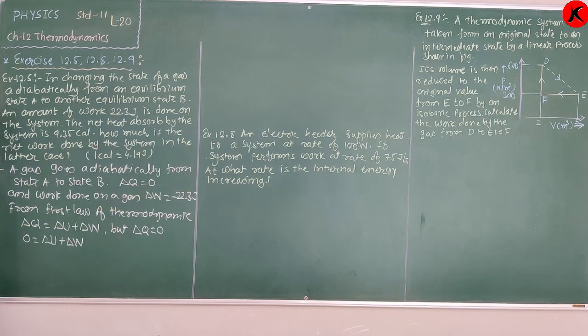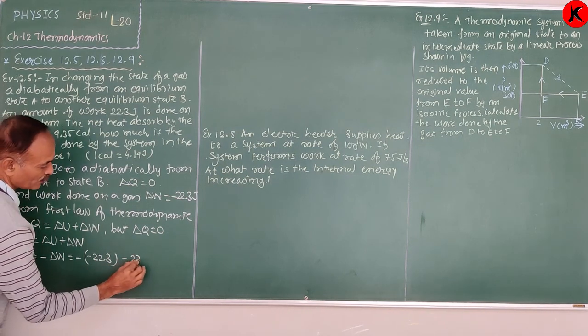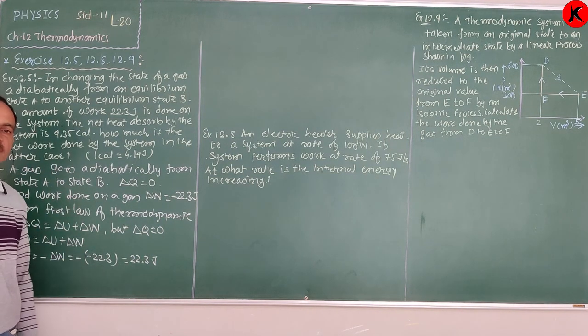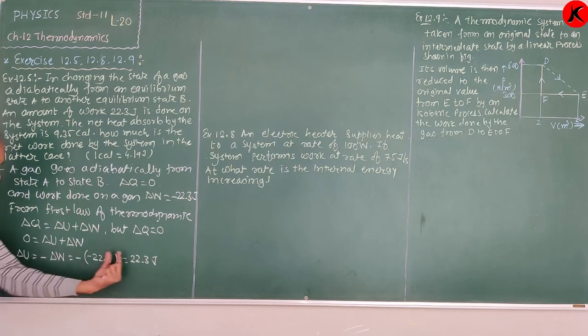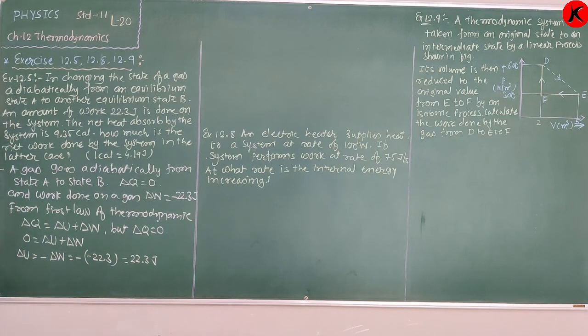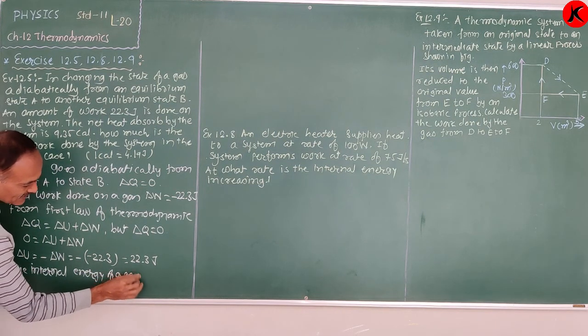Here delta W is given, therefore the change in internal energy of the system is minus delta W, which is equal to minus, and delta W is minus 22.3, therefore 22.3 joule. That's the change in internal energy of the system. Here the change in internal energy is positive, it means the internal energy of the gas increases.